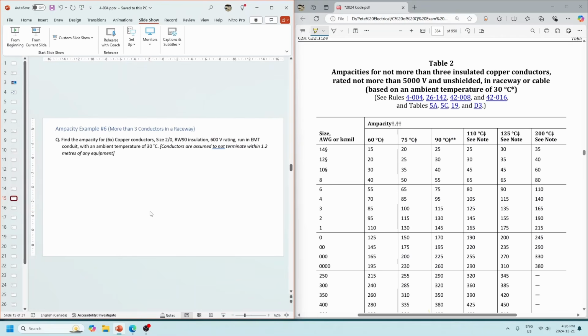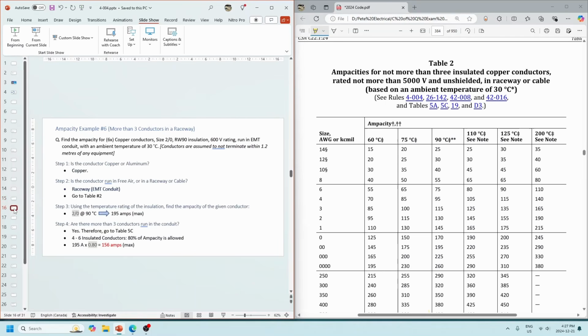Now we're looking at more than 3 conductors in a raceway, so we're going to have to make use of table 5C. But first we've got to use tables 1 through 4, get our base ampacity, and then derate from there. So what do we got? We got 6 copper conductors, 2-aught RW90 insulation, 600 volt rating, run in an EMT conduit with an ambient temperature of 30 degrees. So not worrying about temperature yet, but we do have to keep in mind that now we're above 3 conductors, right? We got 6 copper conductors, being 2-aught, run in an EMT.